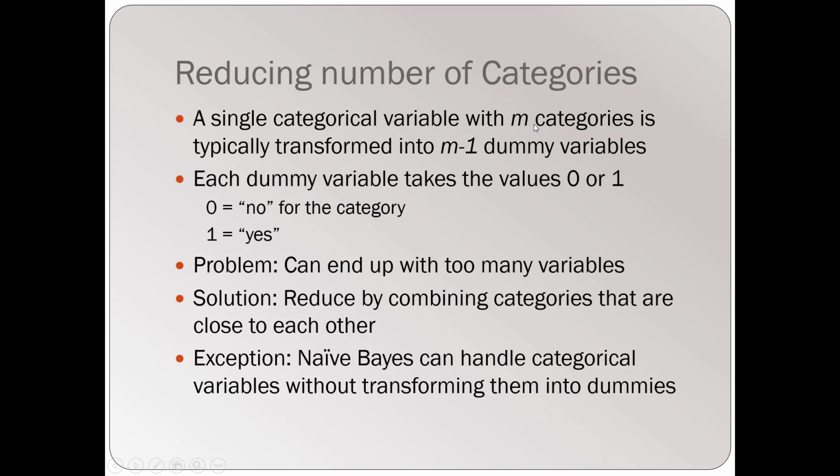A single categorical variable with m categories is transformed into m minus 1 dummy variables. If we end up with too many dummy variables, we reduce them by combining the categories. The exception is naive Bayes, which does not need dummy variables. It can handle categorical variables as is, unlike regression and so on, where you need to convert categorical variables into dummy variables.